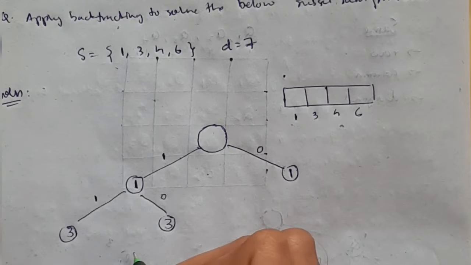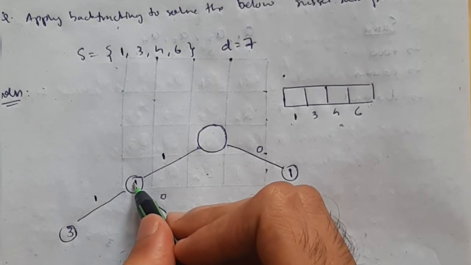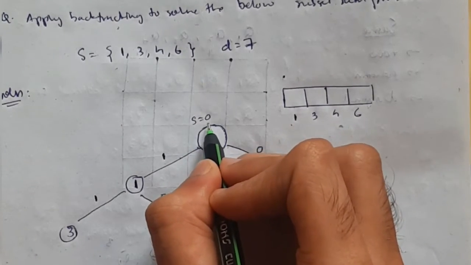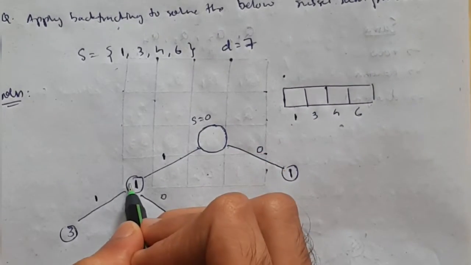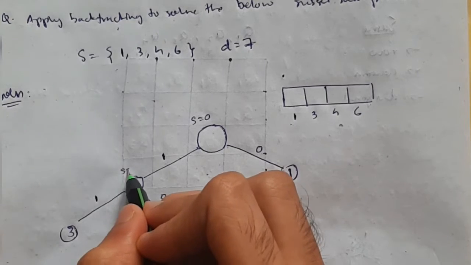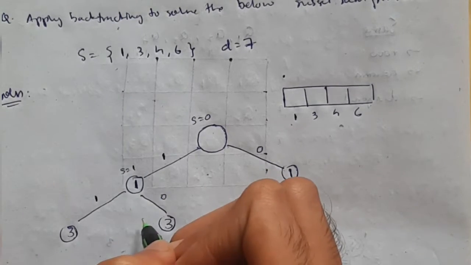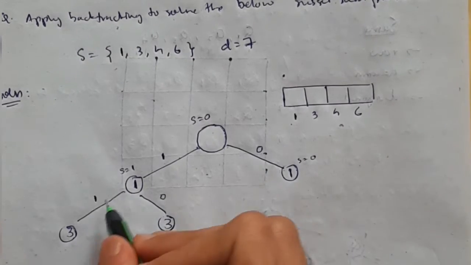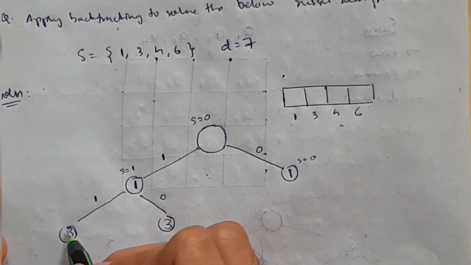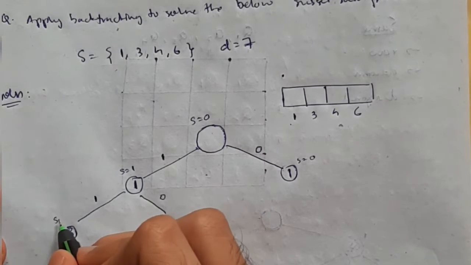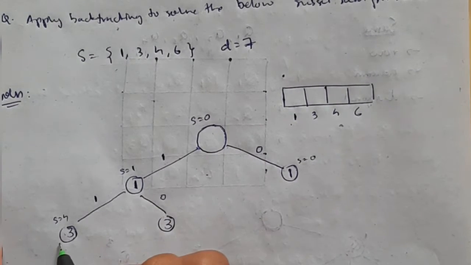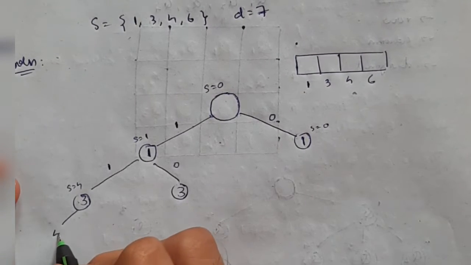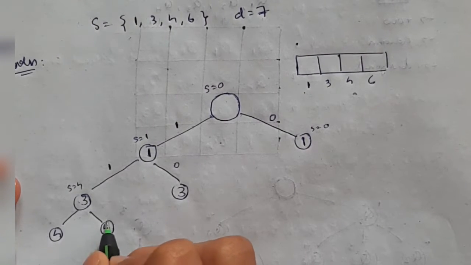Now in addition to that, whenever you select an item or not select an item, you have to write the total sum. Initially total sum is 0, so right here s is equal to 0. Coming here I selected 1, so the sum is 0 plus 1, 1. Then here the sum is 0, okay. And here if I select 3, I'll get the sum as 1 plus 3 is 4, okay. And here I have two options, either I can select 4 or not select 4, okay.